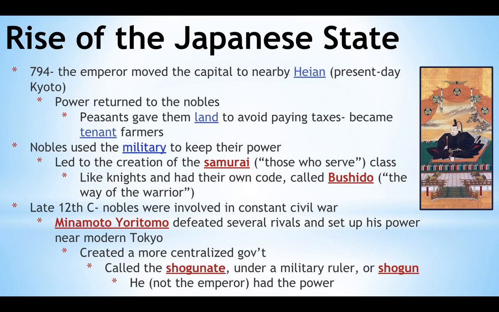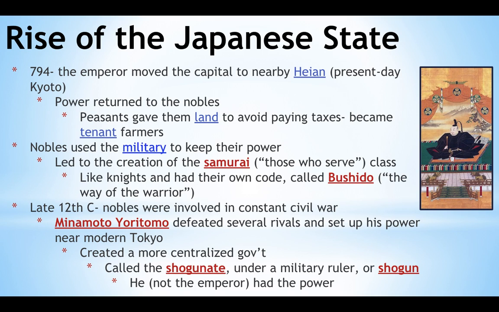And basically, the peasants gave the nobles their land because they didn't want to pay taxes, so they became tenant farmers. They rented the land and gave the owners of the land a portion of their crops. So the nobles used the military in order to keep their power, which is going to lead to the creation of the samurai. Okay, samurai literally means those who serve. These are basically the knights of Japan.